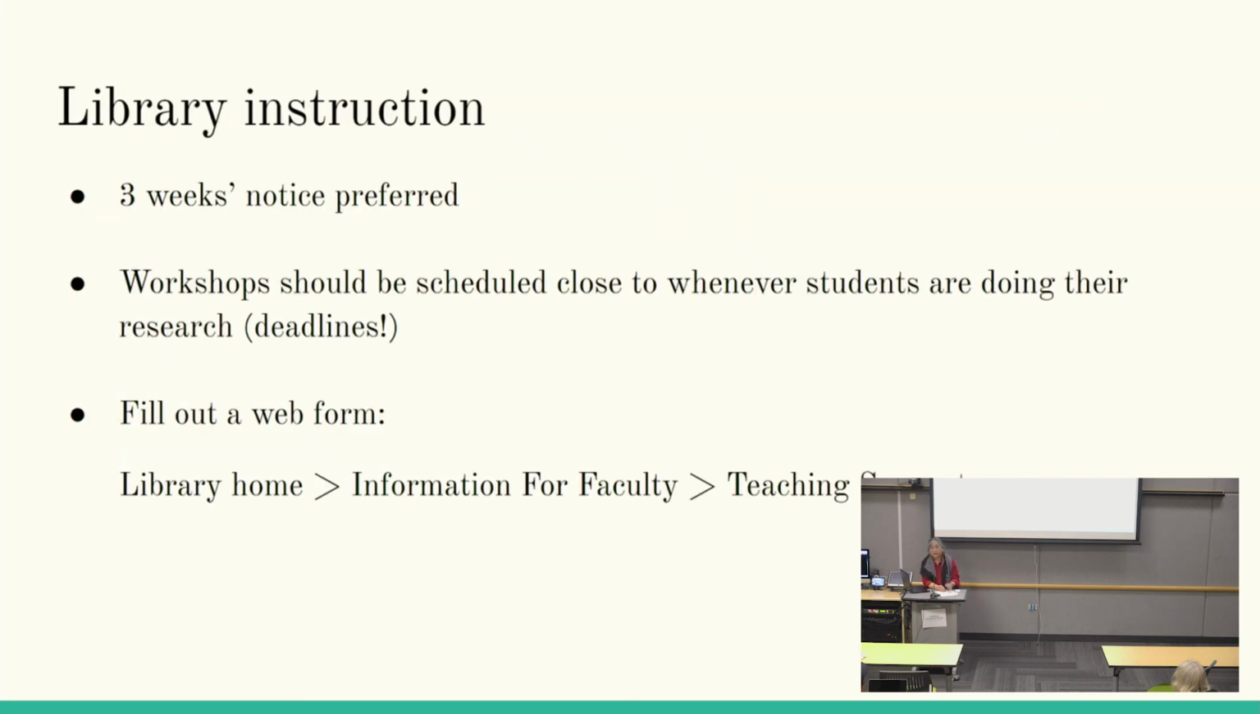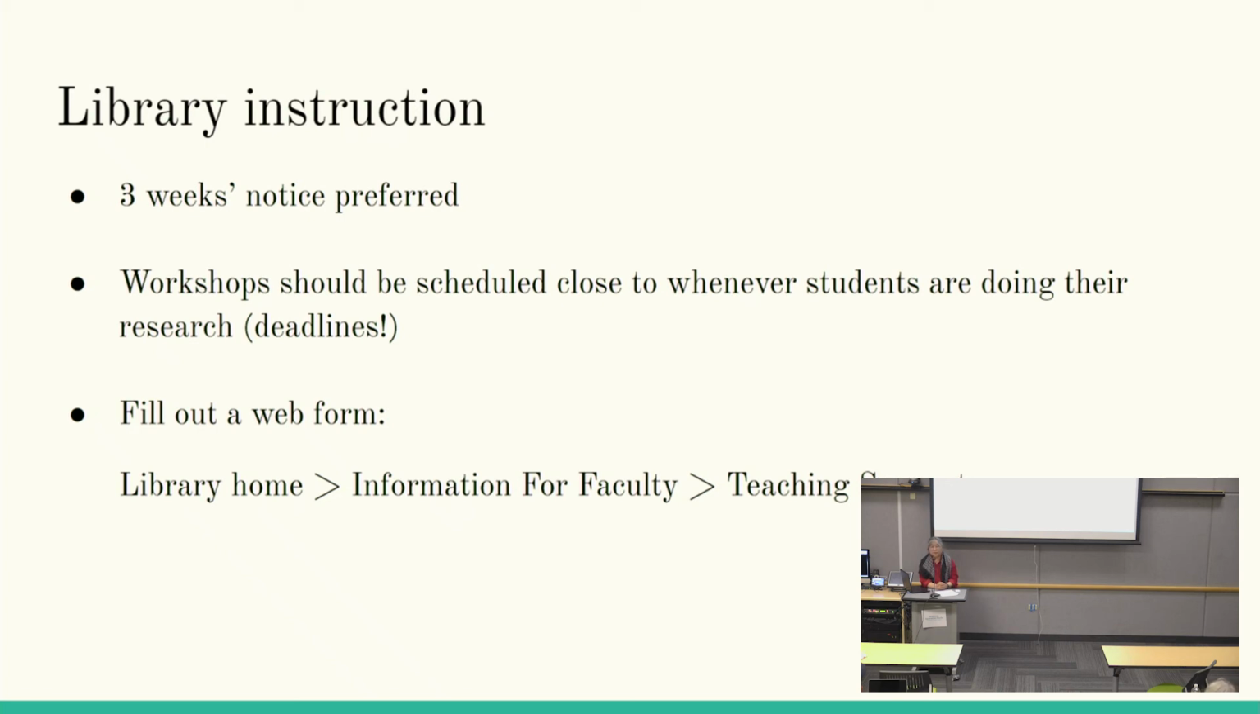We do workshops for any UC Berkeley class or group of students, like Nanette's class, which has a research assignment. Okay, so whether it's a Wikipedia assignment or not, we like to get 3 weeks notice if possible, or it's always better. We do like to schedule the workshops for a time when students are going to be doing their research.